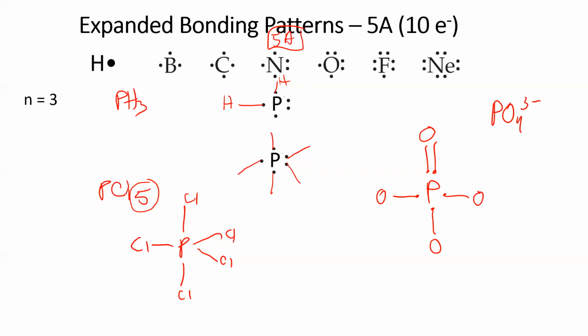Your phosphate. It's only got four oxygens attached, but one of the oxygens has what's called a pi bond, or we can just think of it as a double bond, an additional bond. So those are the bonding patterns of 5A: 3 bonds, like in the case of phosphine, or 5 bonds, like in the case of phosphorus pentachloride or phosphate. Now let's go to 6A.